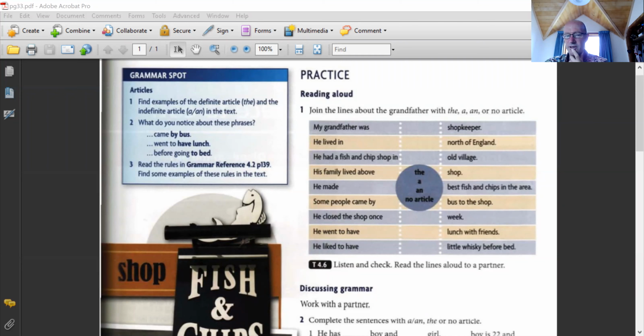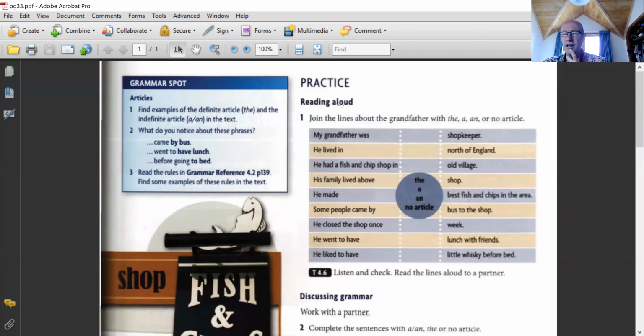Okay, back to page 33. So the next part was, what do you notice about these phrases? Came by bus, went to have lunch before going to bed. So by bus, have lunch, going to bed. I'm going to send you something. I'm going to send you this page 139, grammar references, and it's going to show you some examples of these rules in the text. So it will help you to understand this grammar. So have a read of that page 139.